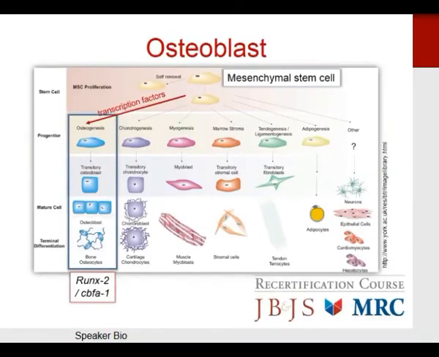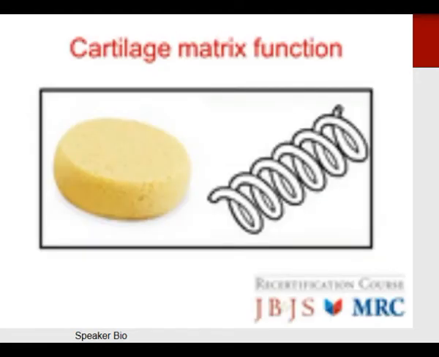So the chondrocyte is the only cell of cartilage. It has anaerobic metabolism, is mechanosensitive, is metabolically active, and it makes and maintains the cartilage matrix. It produces collagen and proteoglycans. The chondrocyte also comes from mesenchymal stem cell lineage, but the transcription factor here is SOX9. So SOX9 tells the mesenchymal stem cells to differentiate into chondrocytes or chondroblasts. Remember that for osteoblasts, it's RUNX2/CBFA1; for chondrocytes, SOX9.